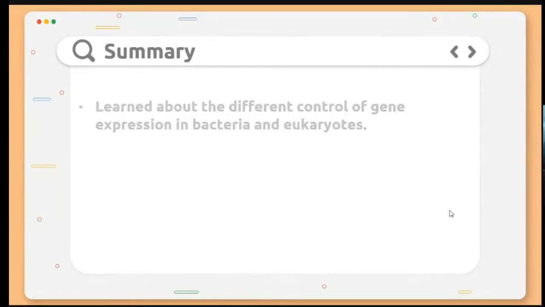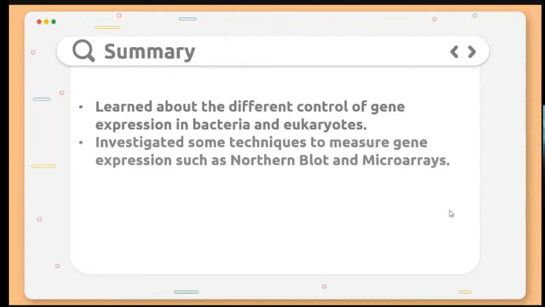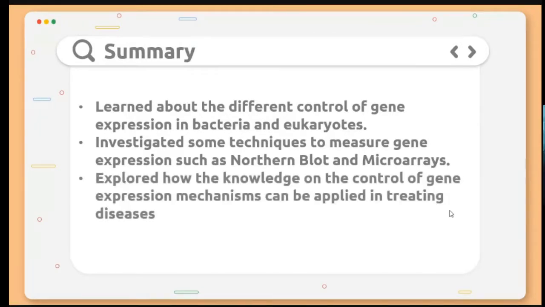To summarize, we learned about the different control of gene expression in bacteria and eukaryotes. We also investigated some techniques to measure gene expression, such as northern blot and microarrays. And we also explored how the knowledge on the control of gene expression mechanisms can be applied in treating diseases. Example, yung HIV and also yung cancer. Pwede mong gamitin yung learnings nyo dito para mag-treat ng cancer patients balang araw.